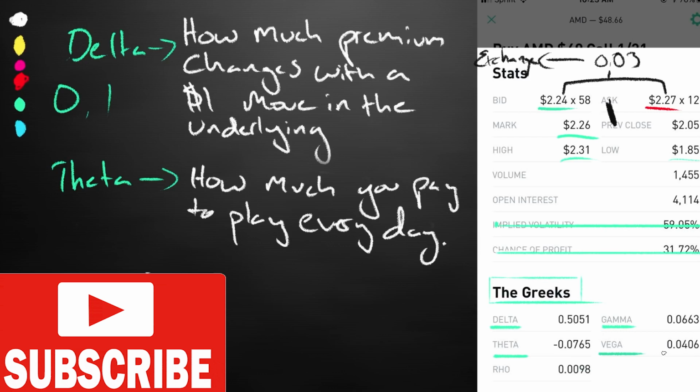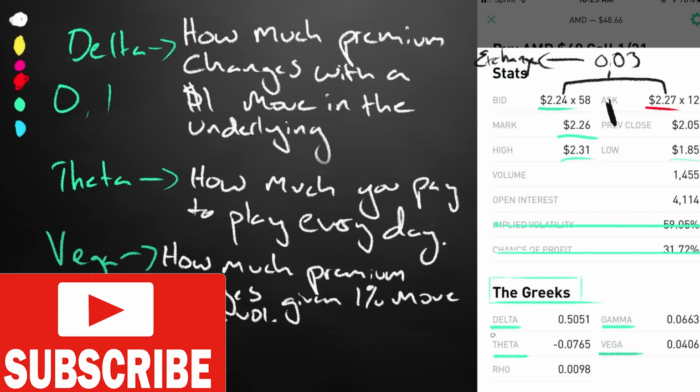So if implied volatility increases, you are going to make $4. So Vega: how much premium changes given a 1% move in the implied volatility? Almost like how delta is to the stock price, Vega is to implied volatility. So you can see there's a positive correlation, and that's going to be positive for both calls and puts. Implied volatility is good for both calls and puts.